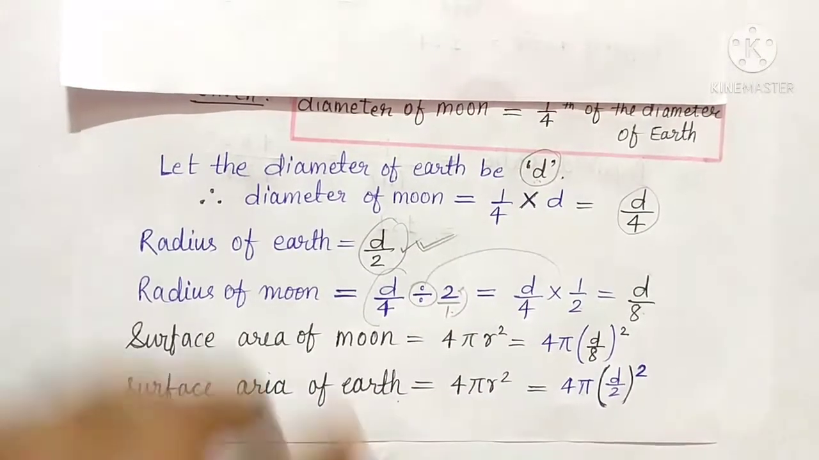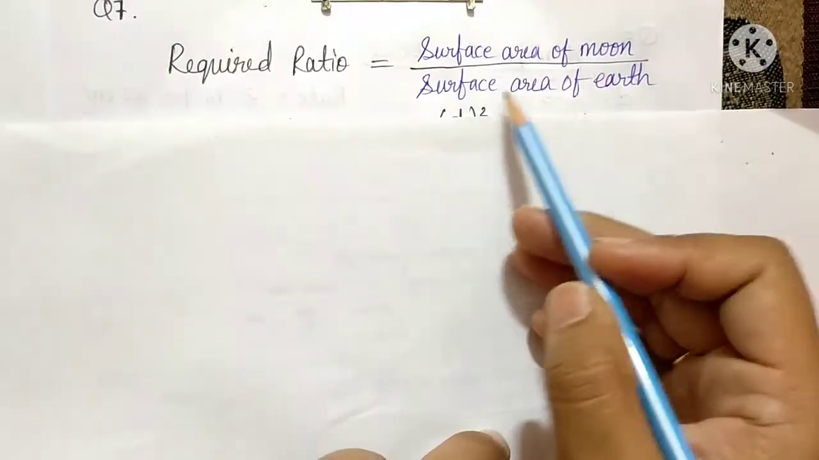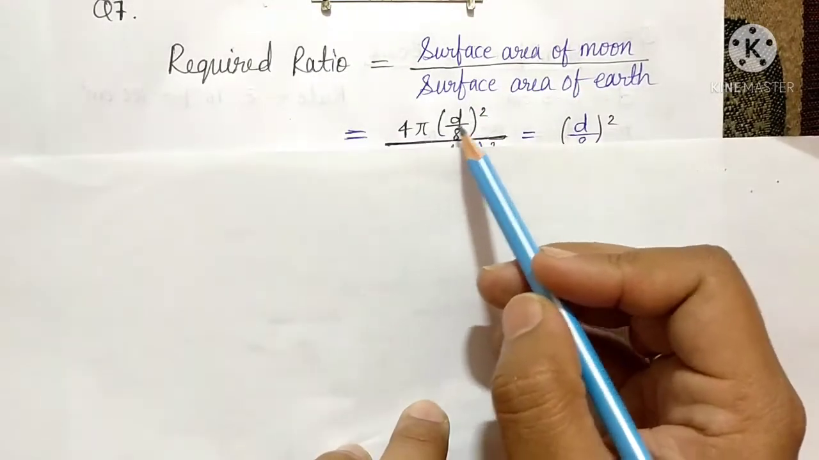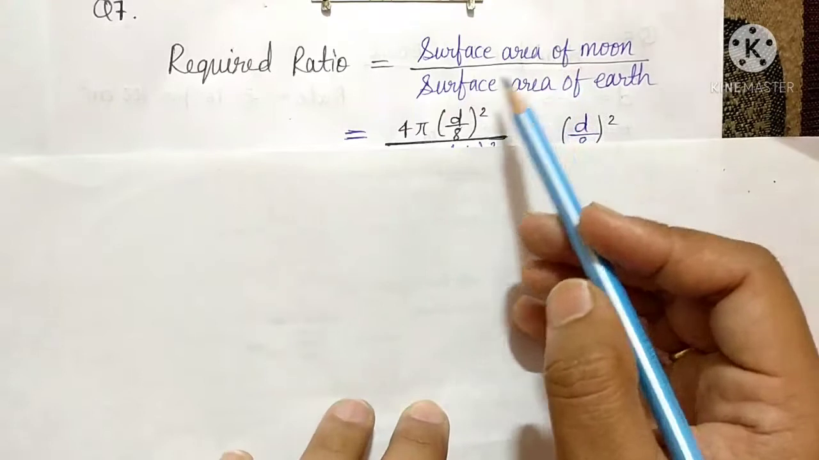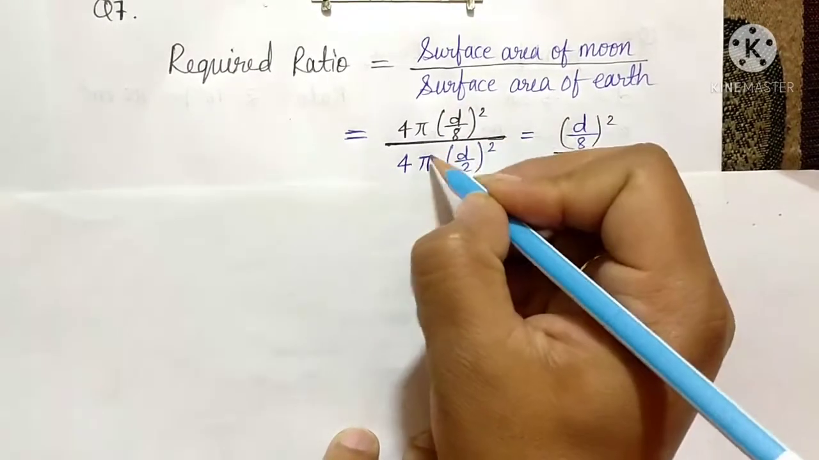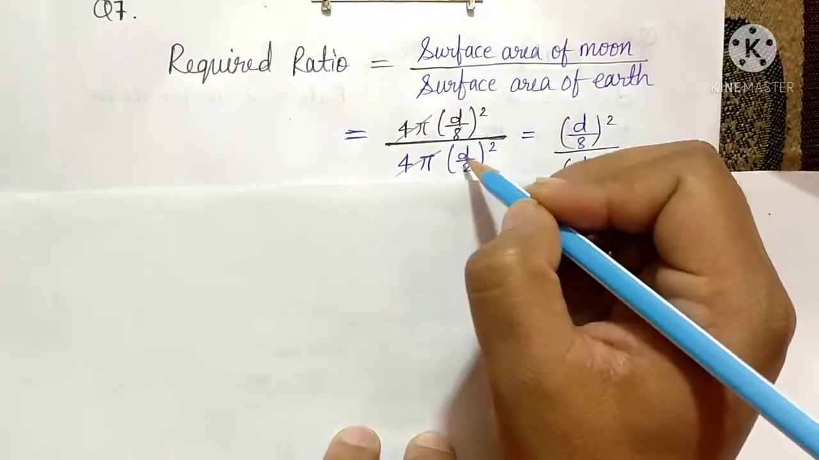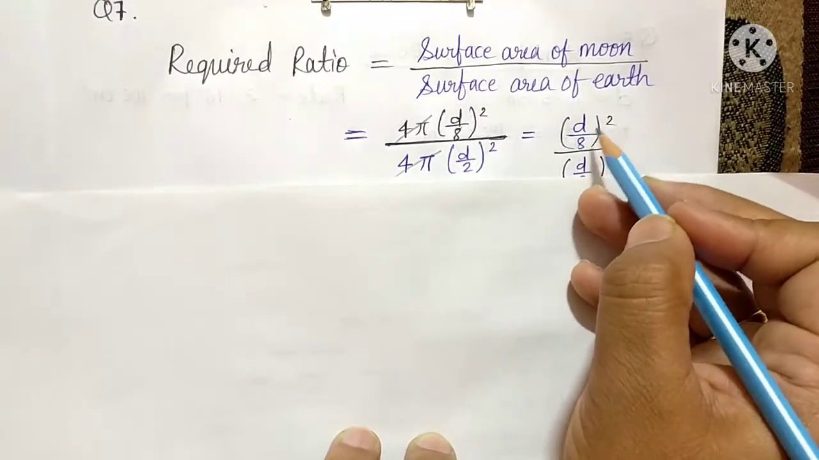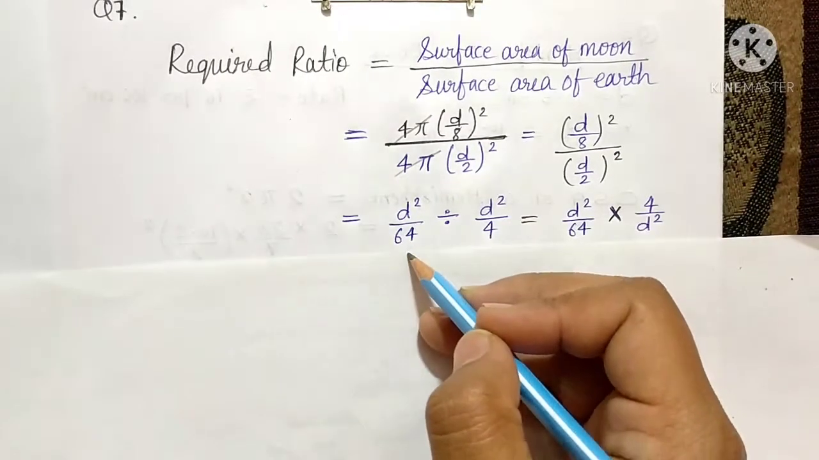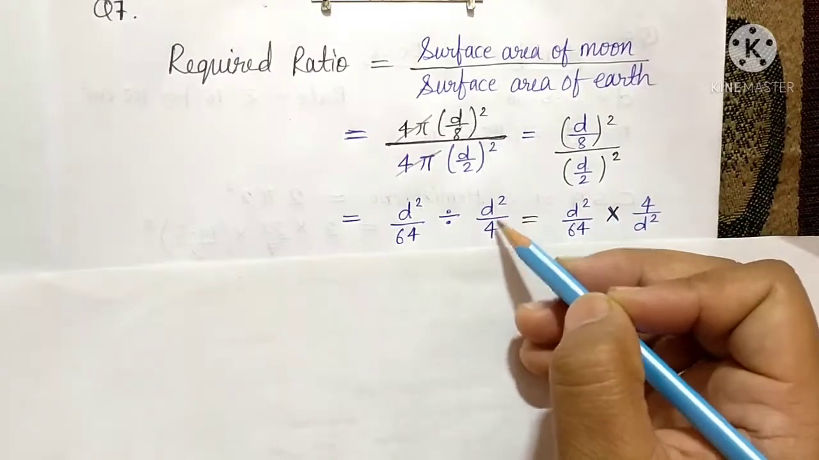Now we have to find the required ratio. Let's find out: surface area of the moon upon surface area of the earth. That is the required ratio that we have to find. 4 pi d upon 8 square, that is the surface area of the moon, upon the surface area of the earth, 4 pi d upon 2 whole square. Now just check, we can cut this 4 pi from 4 pi. So how much is left? d upon 8 whole square upon d upon 2 whole square. So we can write d square upon 64 divided by d upon 2 whole square, d square upon 4.